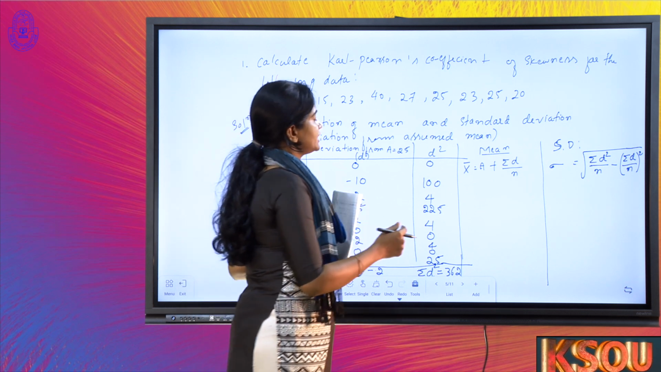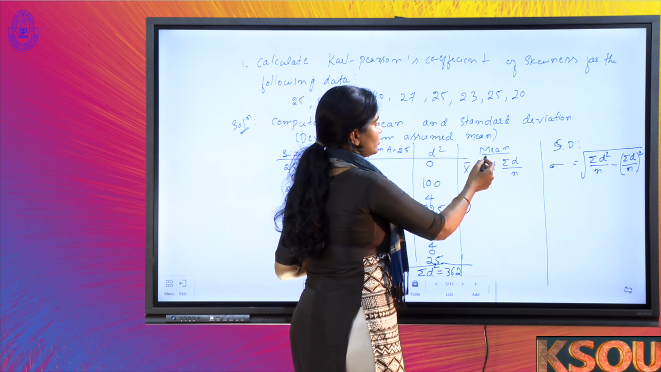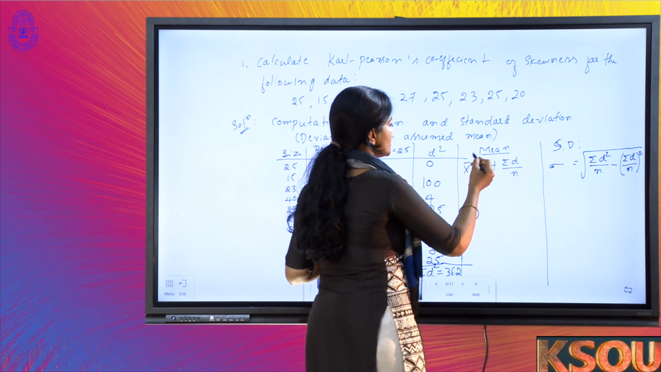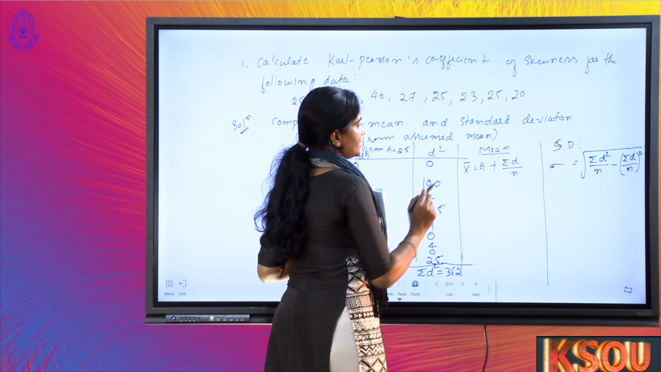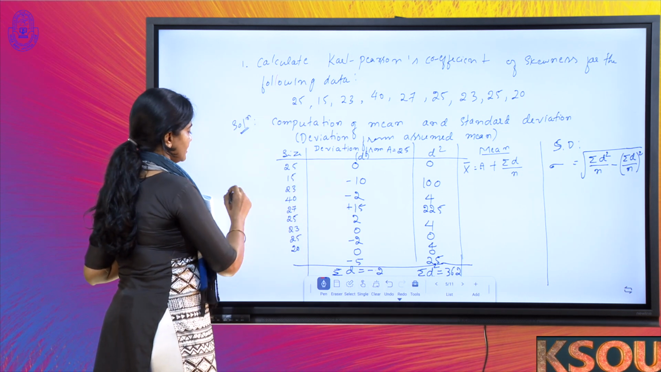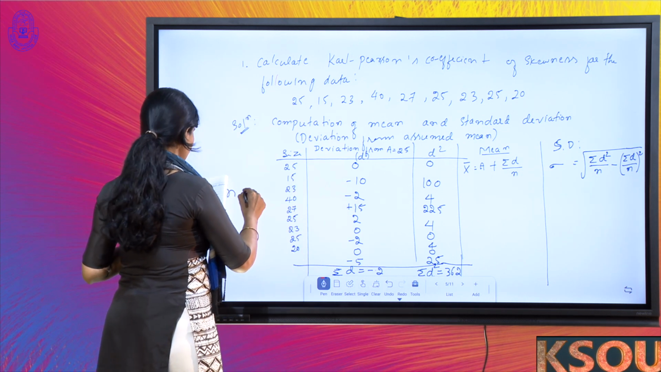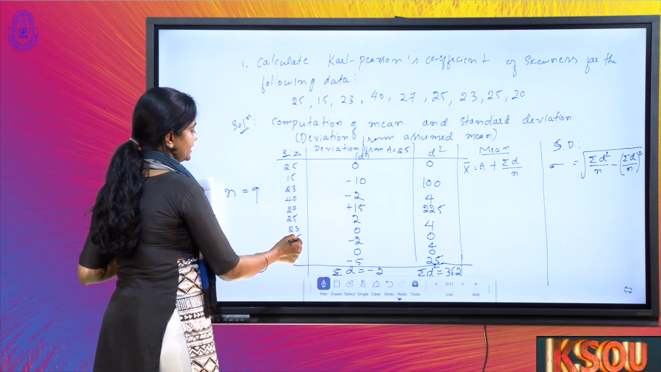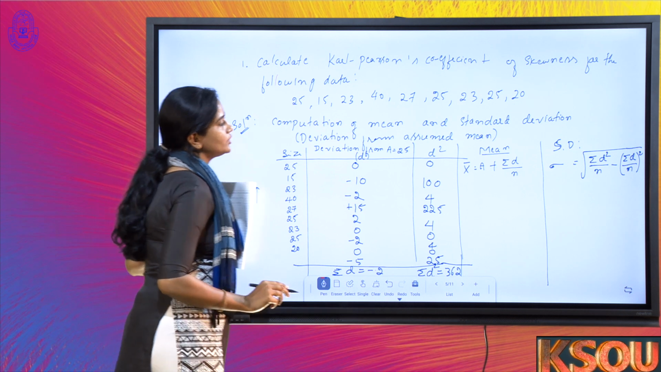So, now you can calculate the value of mean, that is x bar, and standard deviation value by using a, d and n values. Here n is nothing but number of variables here. So, how many variables here we have? 9. 1, 2, 3, 4, 5, 6, 7, 8, 9. So, n is equal to 9.